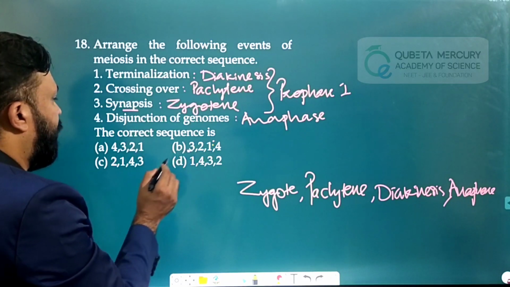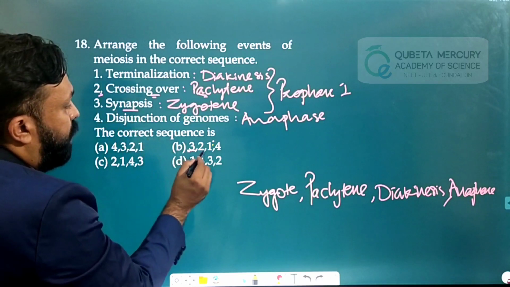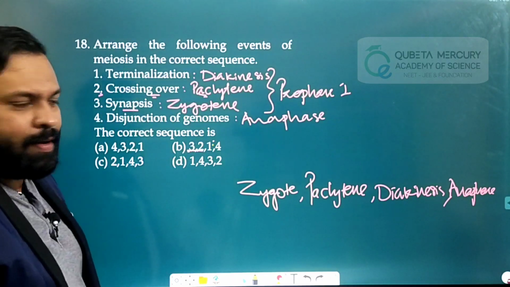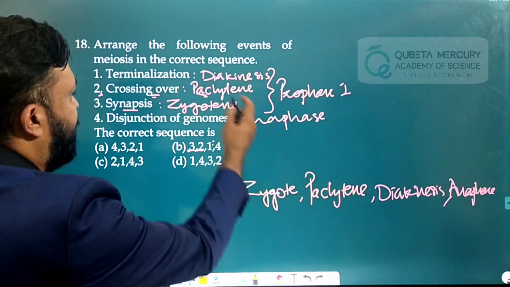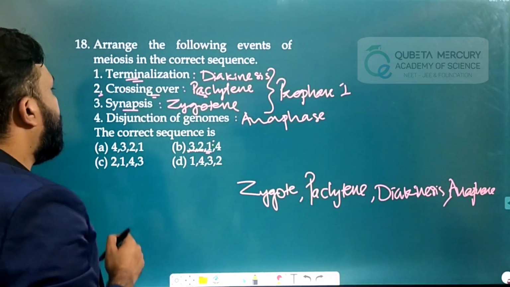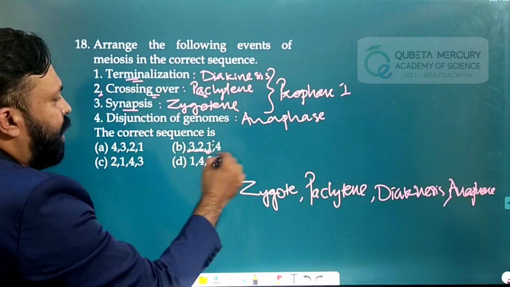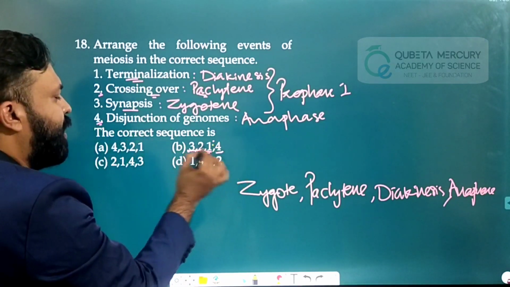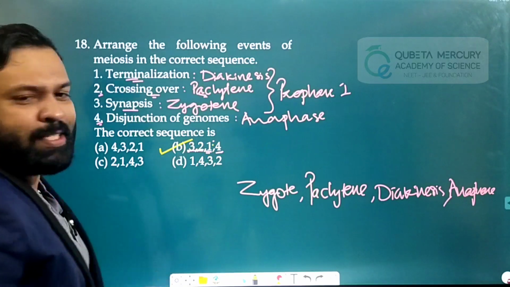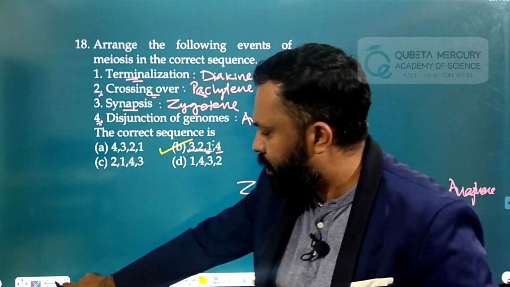at first. 3 should be at first. Pachytene, that is the crossing over stage, the 2 will be at the second position, right? Followed by diakinesis, where the terminalization of chiasmata is seen, that is 1 in number, and followed by the anaphase for disjunction, that will be at the 4th position, right? So the right answer for this question is option B only, right? I hope it is okay for you, right?